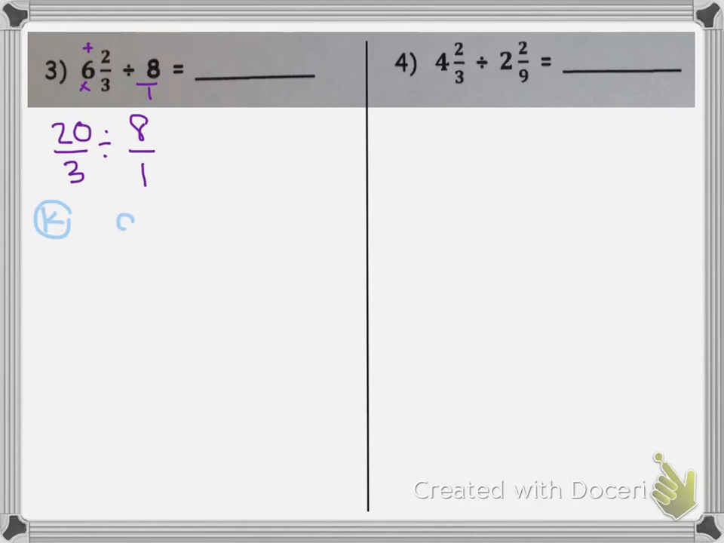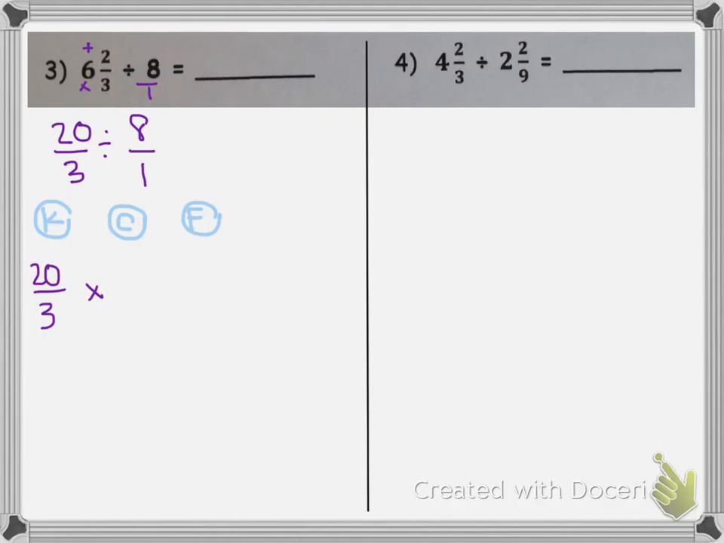Keep, change, flip. So what am I going to keep in this problem? If you said 20/3, my first fraction, that is correct. What am I going to change in this problem? If you said I need to change the division sign to a multiplication sign, great job.